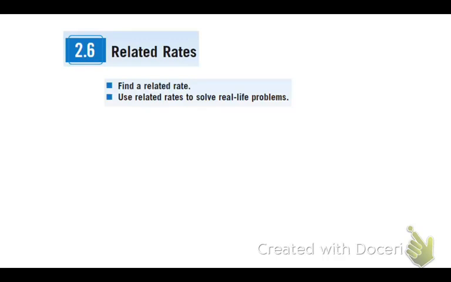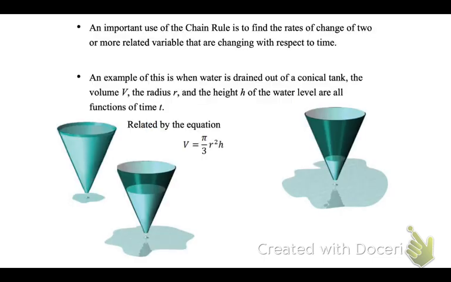Okay, 2.6 related rates. It's the last section in the book. Don't try to skip steps. That's all. Don't try to skip steps because you'll just confuse yourself and you'll be running in circles. An important use of the chain rule is to find the rates of change of two or more related values that change with respect to time. You don't need to write this all down.